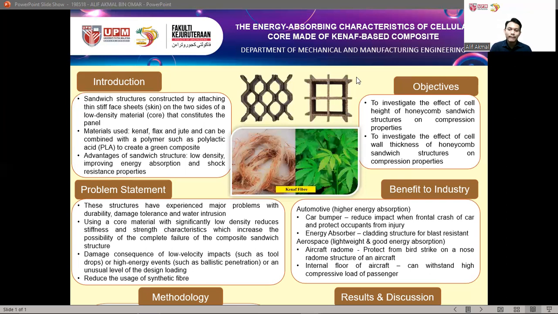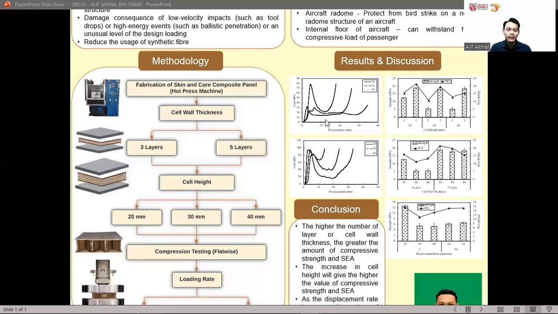Okay. As you can see, here is the process of the methodology in fabricating the sandwich structure. Starting from the fabrication of the skin and core composite panel using a hot press machine, in which we use a stacking sequence technique in order to arrange the Kenaf with the PLA in 3 layers and also 5 layers. After that, we will press it with the hot press machine.